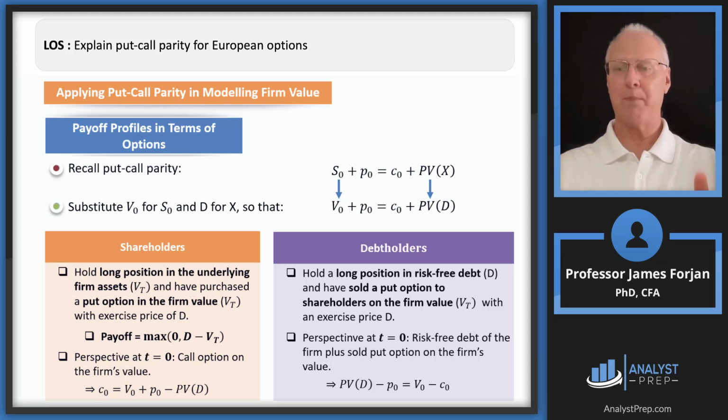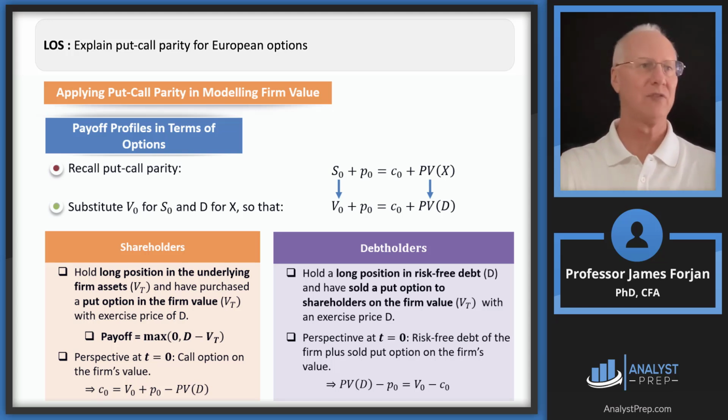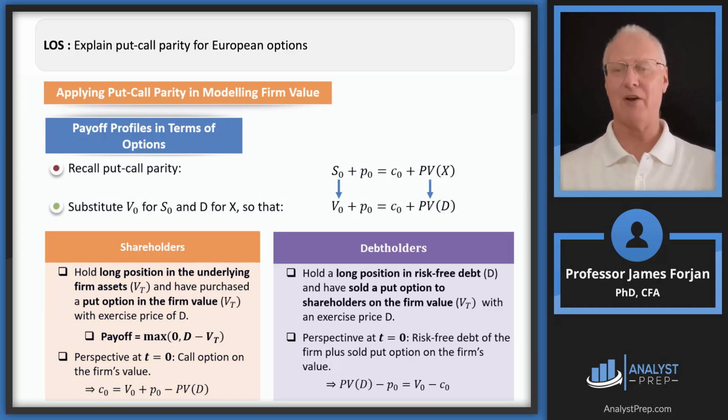So the orange and the purple, these are just examples of exactly what I have been saying over the last, how long have I been making this video? 20 minutes, 30 minutes or so. So look down at the very bottom. The call option on the firm's value is equal to the value of the firm plus a put option minus the present value of the bond.